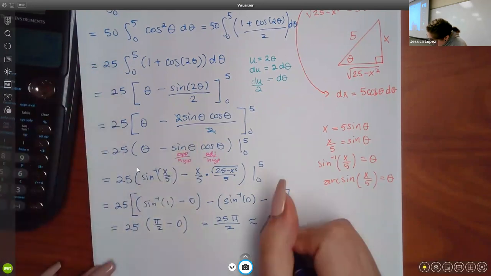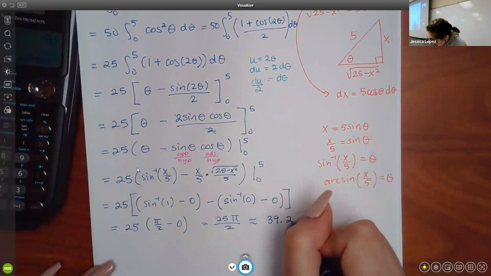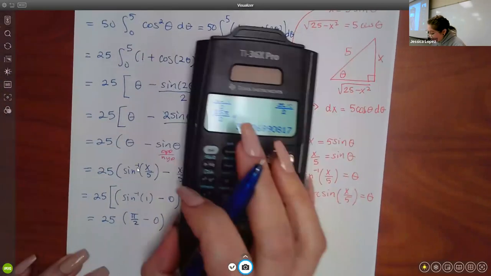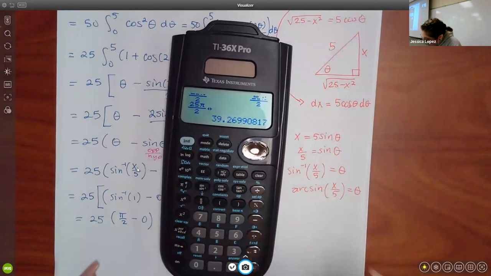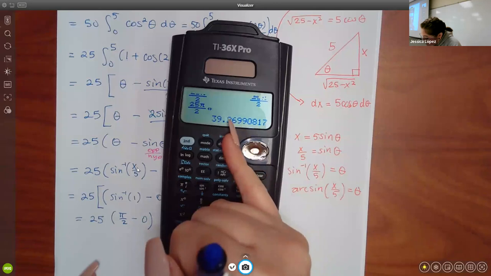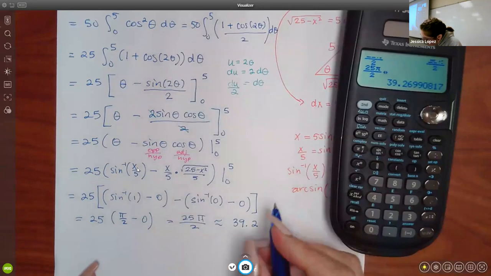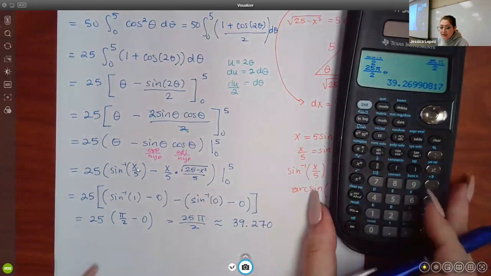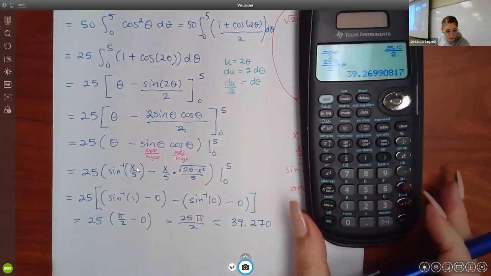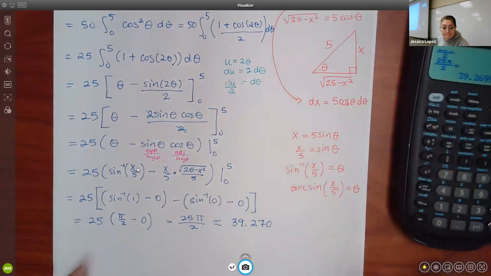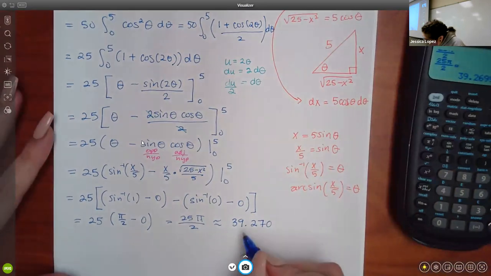It is 39.2. Oh, this one's got cascading going on. So let me show you my decimal. This 9 is gonna change that to a 10, which is gonna change this to 27. So it's actually gonna be 39.270 when you round it to the nearest thousandth. Be careful with that one. Yeah, that's what we got over here. Be careful with that one.